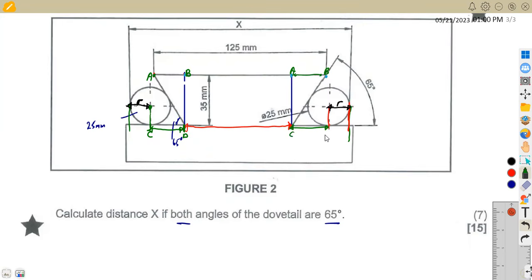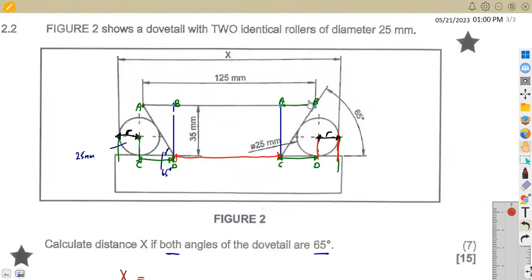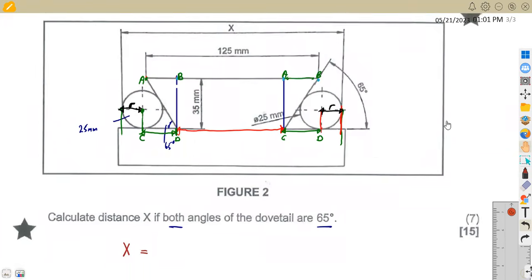So this is my CD, from C to D. If you consider these distances, they add up to X. So with these distances, X is going to be taken from this formula. Our X is equal to, if you check here, we have 125. If we subtract A and B, we remain with this part from C to D. Let me write it like this.